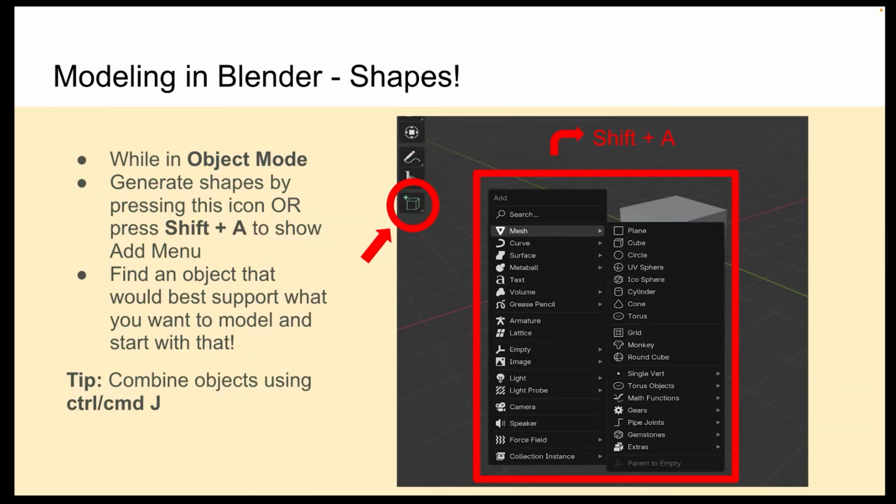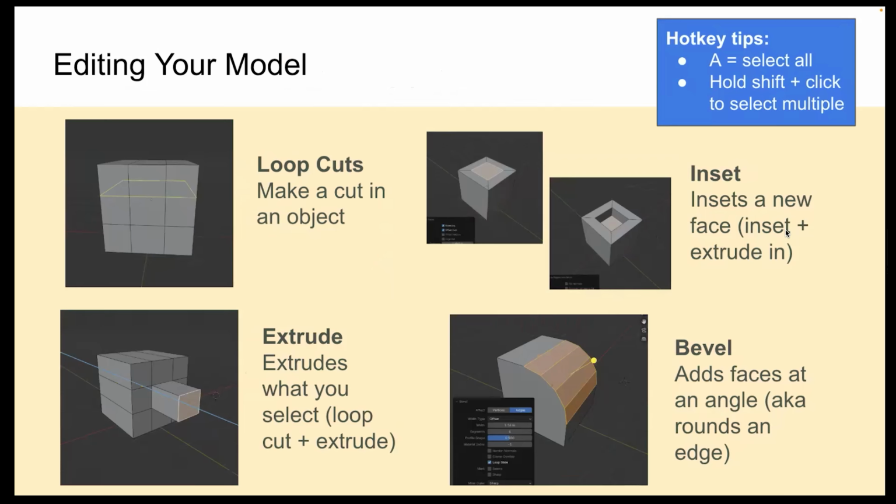So some basics for starting to model. Obviously you're going to want an object. To generate an object, you can press that little icon, or I recommend you press Shift A, because it'll give you a lot more options. Nice menu. I recommend starting with an object that would best support what you're trying to make. So if you're trying to make a lamppost, you should make a cylinder. And you can combine objects using Control J.